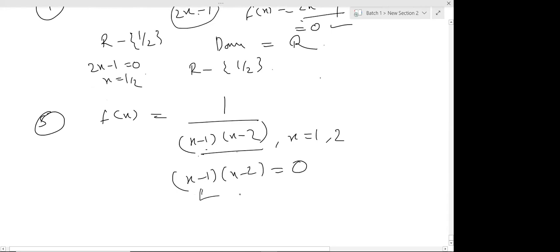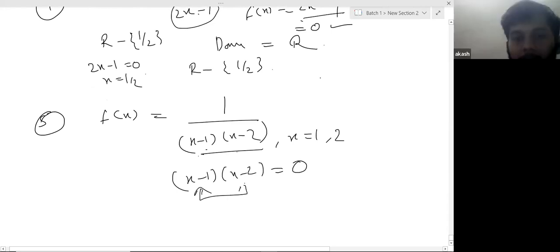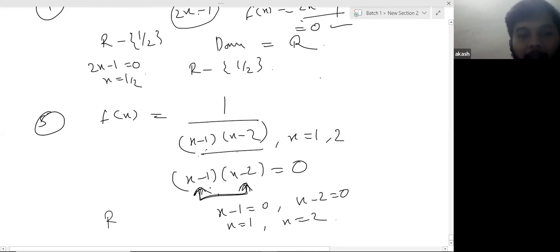See, when two numbers are multiplied, they can be 0 only when either of them is 0. This is the way to solve. x equals 1, x equals 2. I know you can just look at this and say it, but this is the proper way. Sometimes when you don't see the way, this is the way. So R minus {1, 2}.